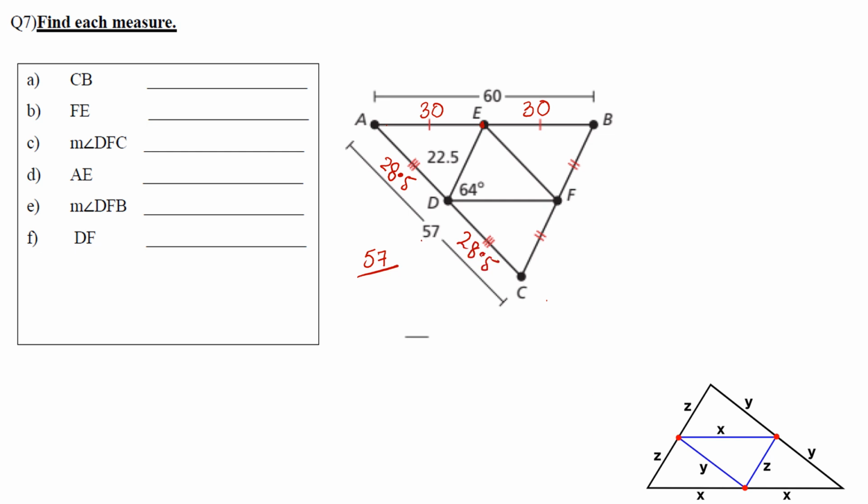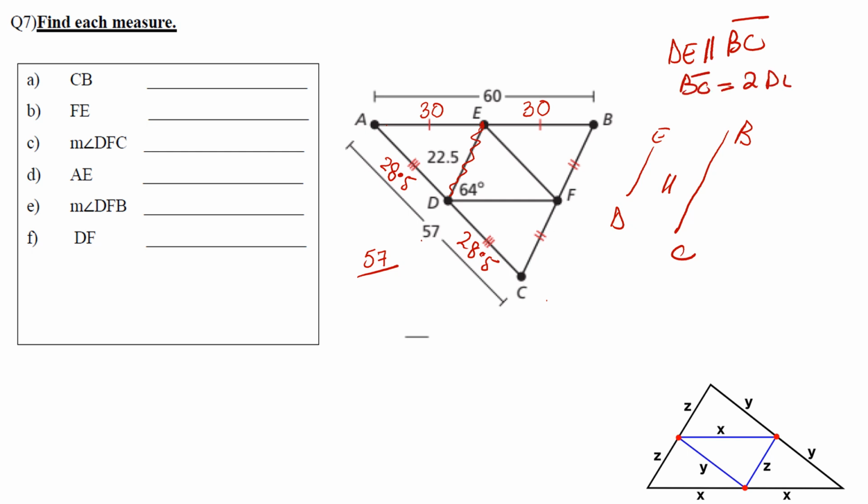So this is another thing. Now look at this DE. This is D and E, right? This line. And the parallel line is B and C. Okay. So we know that DE is parallel to BC. Right? And what else we know? That BC is twice the DE. This also we know, because this BC, the outer line, is double the DE. So it is double, right?